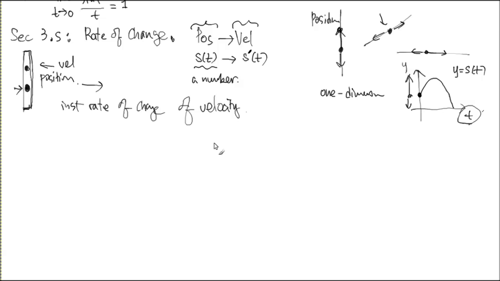Does that make sense? If you have a position function, how do you go to instantaneous rate of change? You differentiate it again, right? So the mechanical is very simple. You just have to understand the conceptual thing.